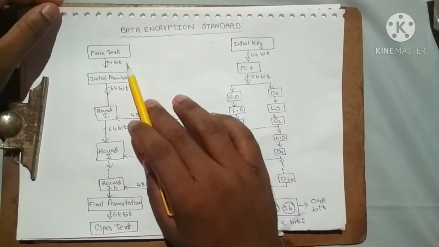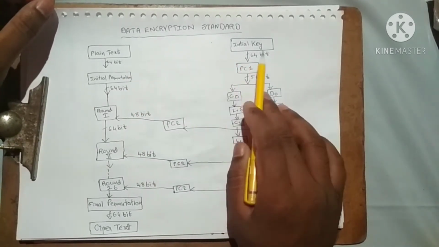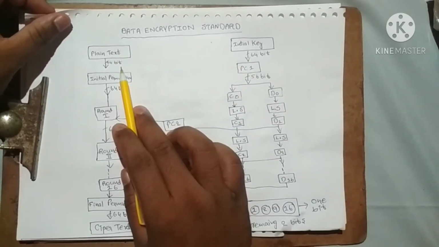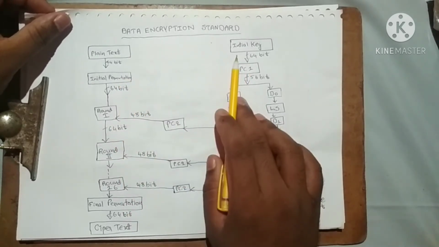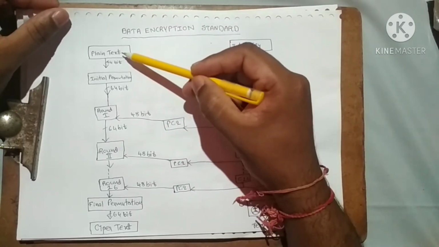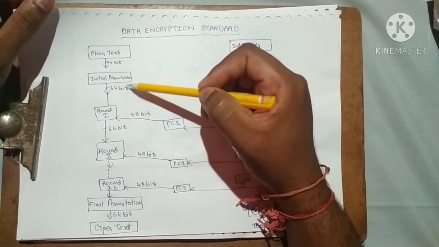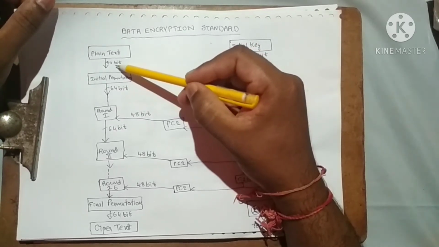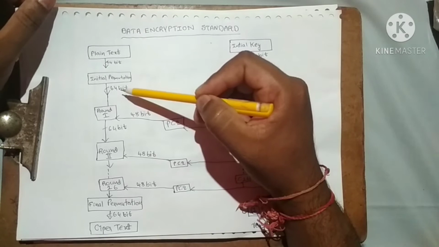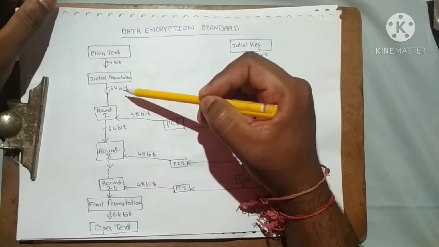Let's take the plain text as 64-bit. Second one, the initial key. The key size will be 64-bit because the plain text length is 64-bit and the key length is also 64-bit. The plain text of 64-bit will be given as input to the initial permutation. The initial permutation takes a 64-bit input and produces a 64-bit output.